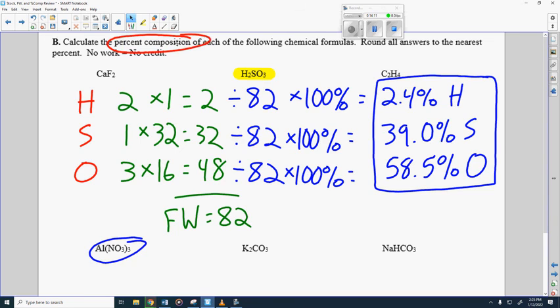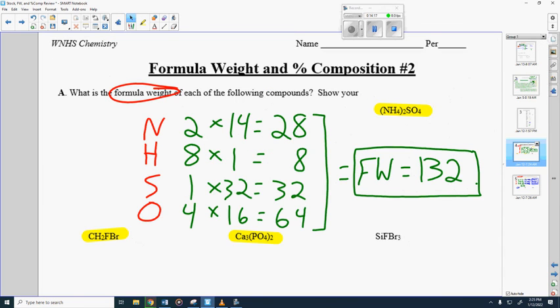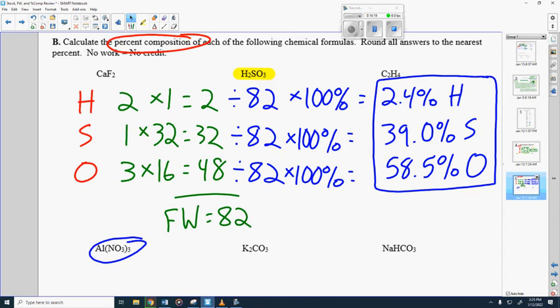Your quiz will go over not only just a regular old formula weight, which is what we did on the front with this guy, but you also need to do a percent composition, which requires you to do a formula weight, and then to go ahead and find the percentage contributions of each element like we did here.